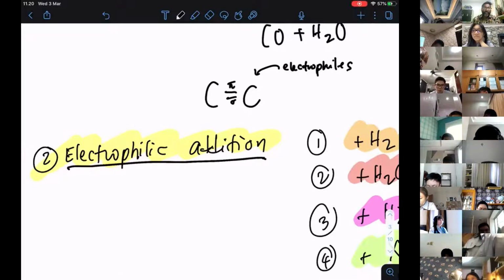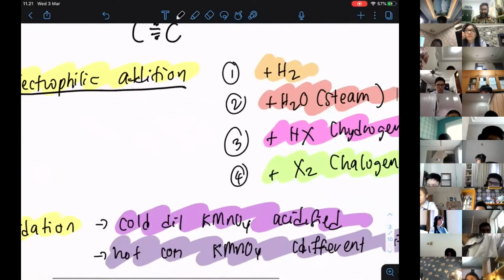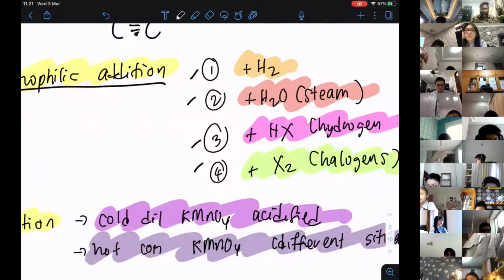We have learned in alkanes free radical substitution. Now we are learning about electrophilic addition. So just stay with me, you don't get confused with a lot of stuff yet. For now, we only learned about free radical substitution and electrophilic addition. Later, we will learn more. For now, only two. And for this electrophilic addition, we have 4 types of reaction that can happen, which we will discuss now.